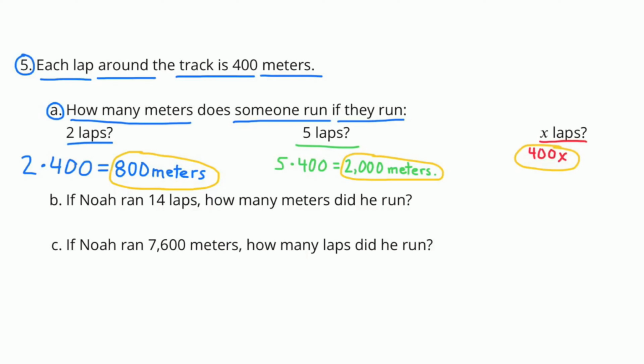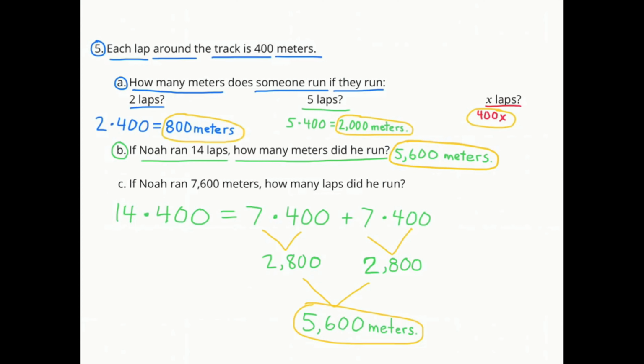5 laps, that would be 5 times 400, or 2,000 meters. And then finally, X laps, that would be 400 meters times X number of laps, or 400X. B. If Noah ran 14 laps, how many meters did he run? 400 times 14, or 14 times 400, and that would be 5,600 meters.